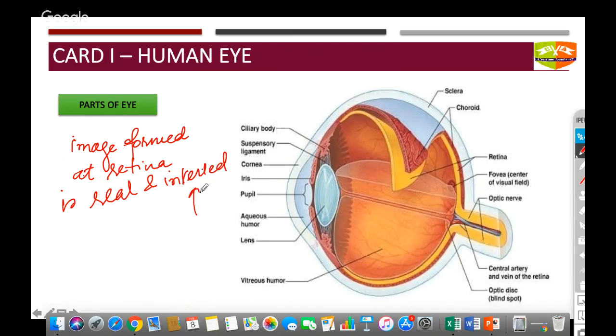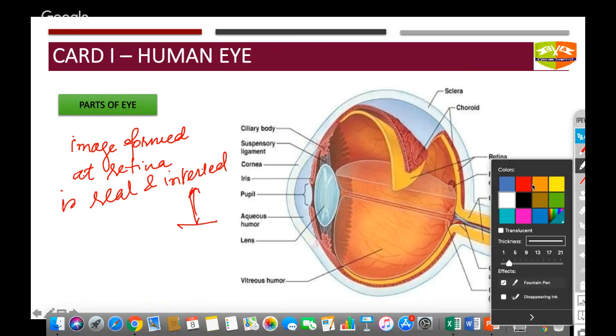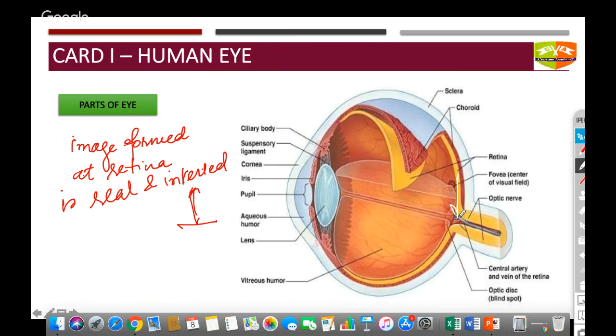So if something is erect like this, on the retina the image would be formed inverted like this. So how is it getting converted? How is this particular real and inverted image visualized by me exactly in this condition?